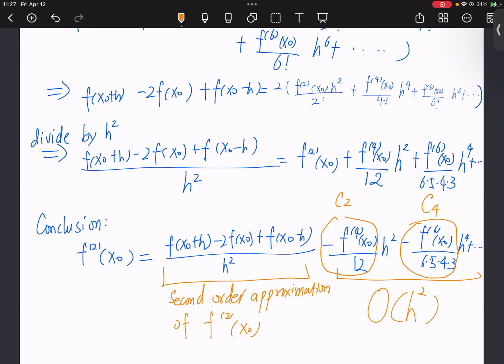I'm using C2 because it corresponds to the order 2 coefficient, and this is corresponding to the order 4 coefficient. Okay, good. I'm going to use this to denote the things I have here.